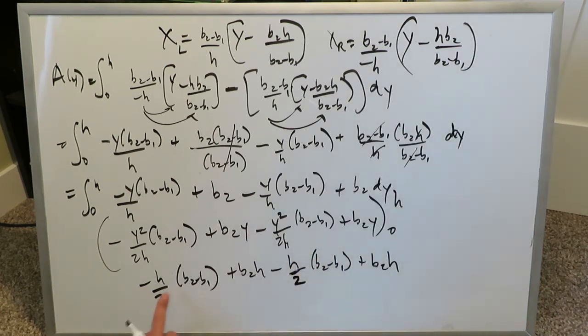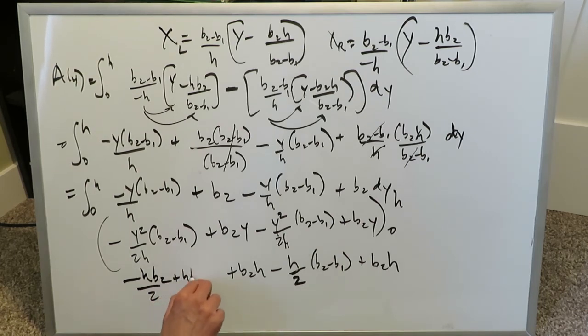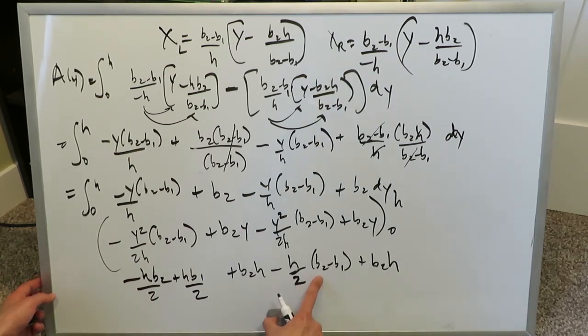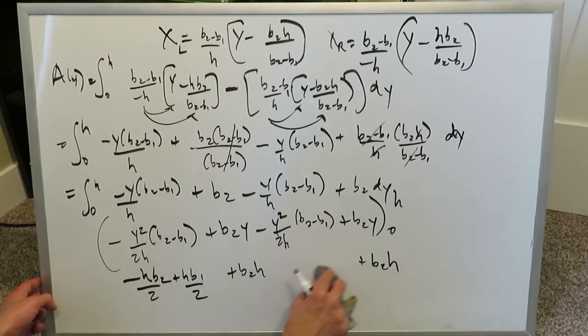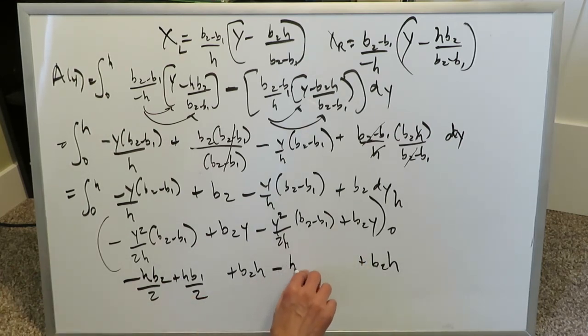Now we have to actually open up these parentheses, and we'll do so right over here. When I open this up, I'll have a minus hb2 over 2 plus hb1 over 2, minus hb2 over 2 plus hb1 over 2, plus b2h. Here we'll have exactly the same thing open up: minus h over 2 b2 plus h over 2 b1. Remember, we're still going towards the derivation of the trapezoid formula. Minus hb2 over 2 plus hb1 over 2 plus that.